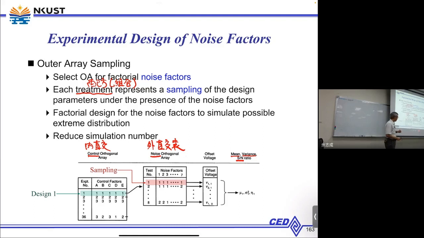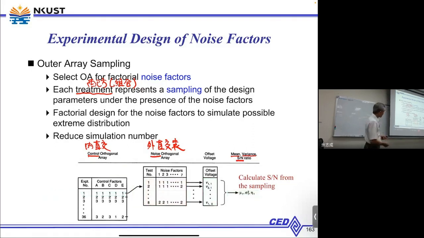In this case, we are using L36 as the inner array and L8 as the outer array. So for each design, we need to do 8 samples. And these 8 samples are according to the combination of the noise factors arranged in the outer array. From those 8 samples, we will compute or estimate the SN ratio. So one design needs to go through 8 samples in this case.